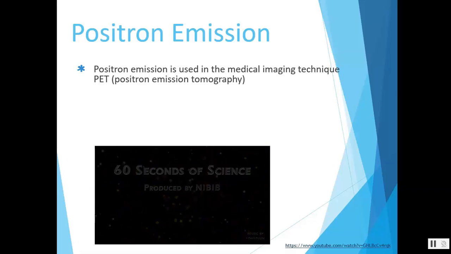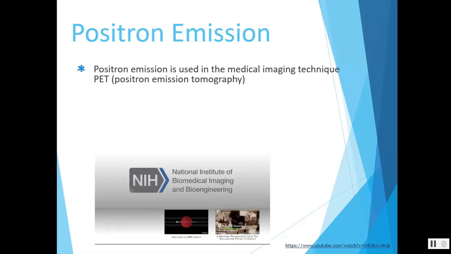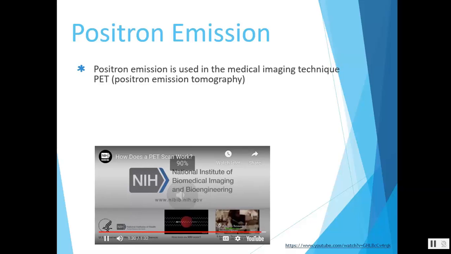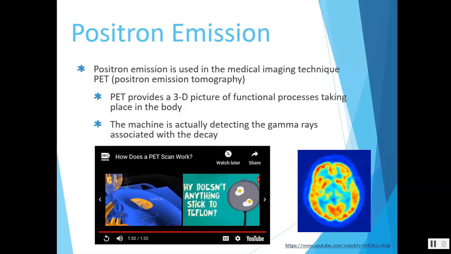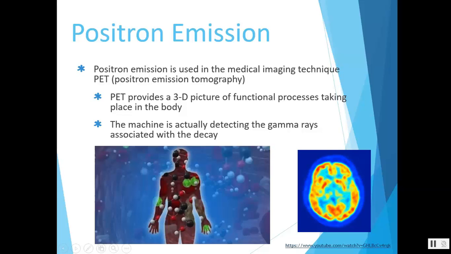And again, we would call those photons gamma rays. So like the video said, we get this 3D picture of tissue within our body, and then we detect the radiation or those positron particles through the gamma rays that are released when the positron interacts with an electron.